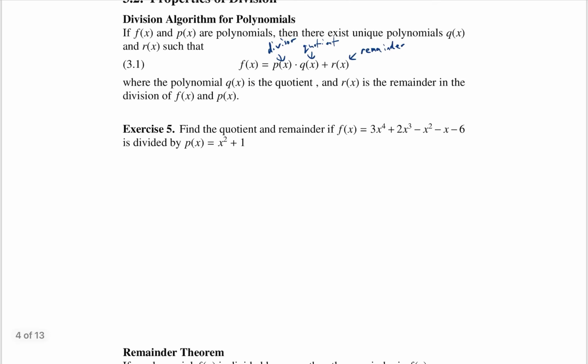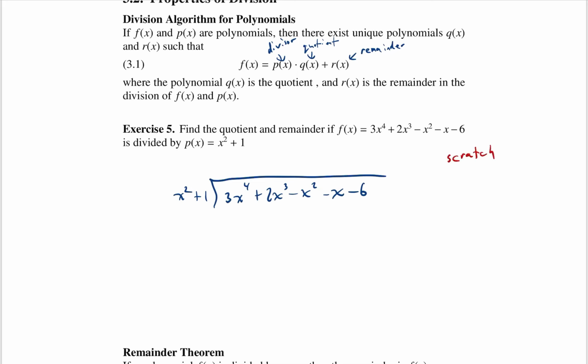All right, so let's go ahead and do this. We're going to have to do long division, so I'm going to set it up as a long division problem. 3x^4 + 2x^3 - x^2 - x - 6 divided by x^2 + 1. So the way I like to do this, I like to do my scratch work off on the side. I always take the first term here divided by the first term here. So that's 3x^4 divided by x^2, and that will be 3x^2, and that's going to go up in the quotient.